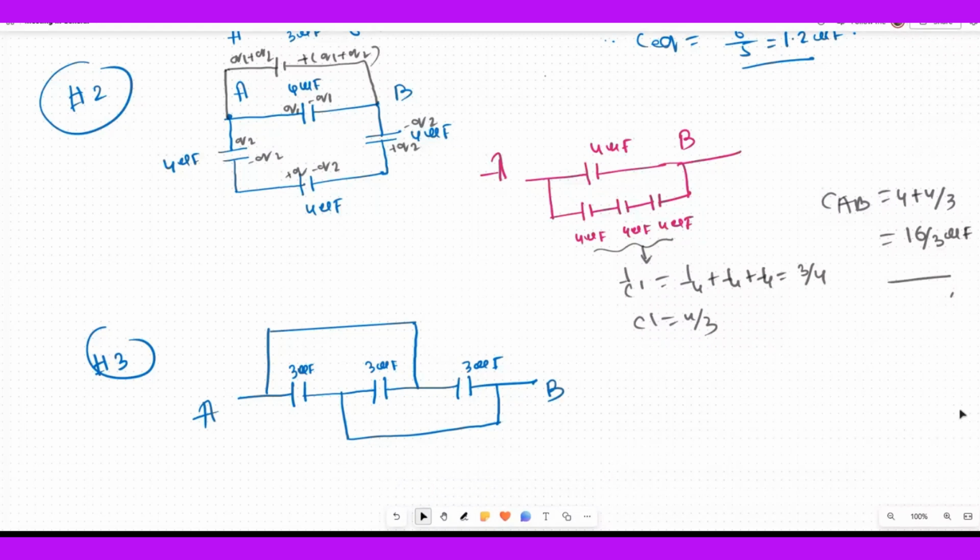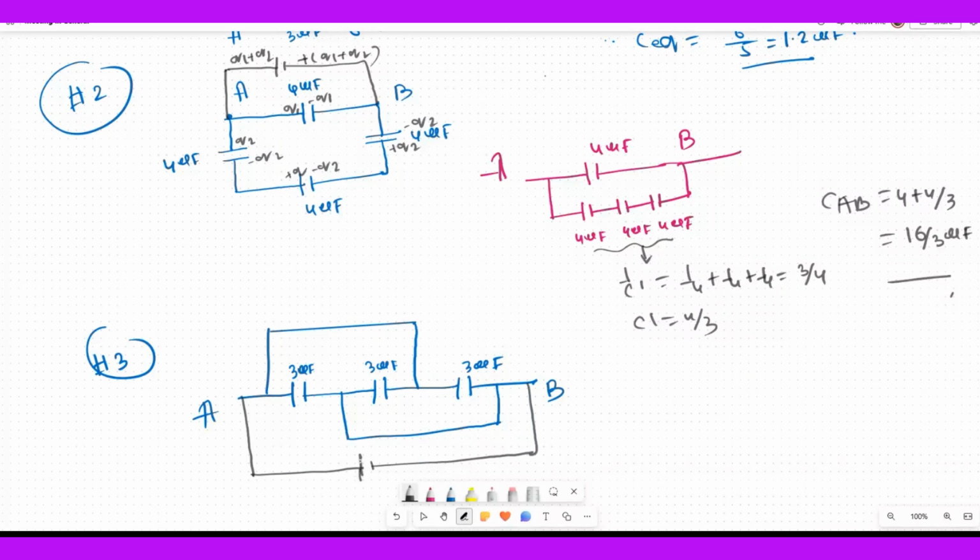Okay. So how to get it? To find the equivalent capacitance between 2 points A and B, again we mentally put a cell between 2 points A and B. If you don't put it, there is no problem, but always imagine there is a cell between 2 points A and B.